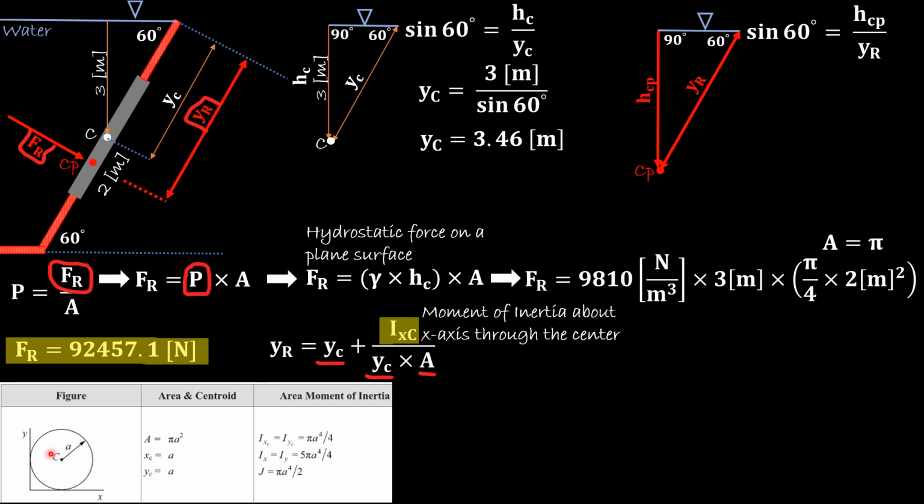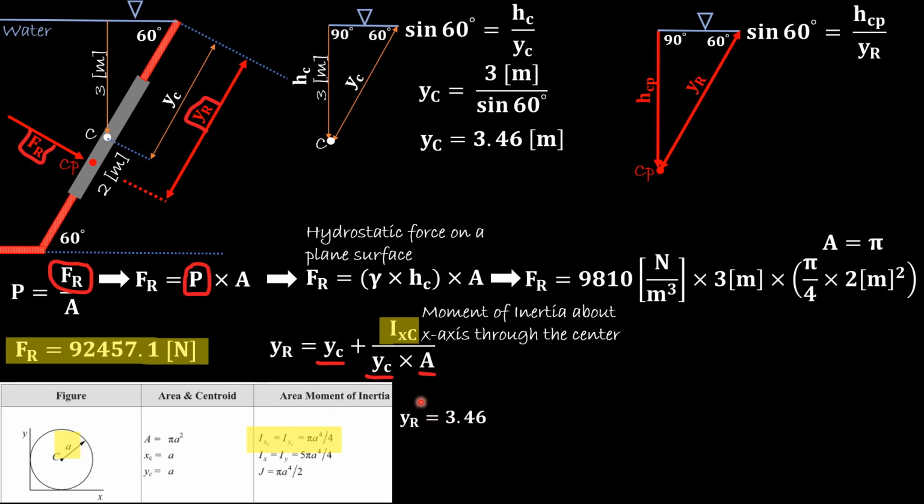So in this problem, what we're looking for is this: I sub xc equals pi a to the power 4 divided by 4. A in here is this a, which means radius. Now if you think about it, what is the radius of 2 meters? 1, right? So this one will be pi over 4. So I sub xc will be pi over 4.